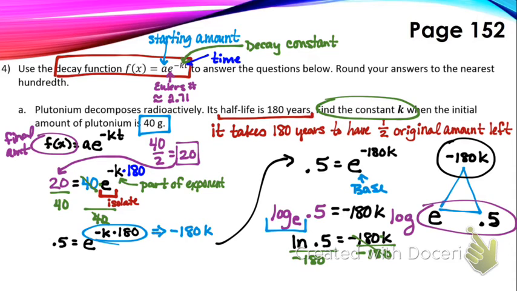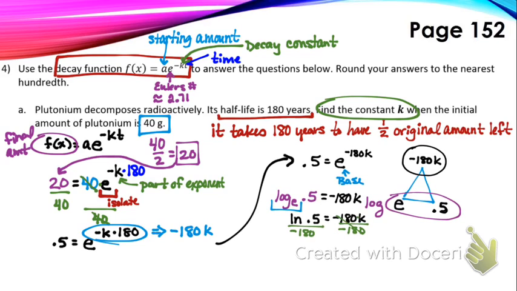And now I need to grab my calculators. We've got the ln button on there. You need to do ln of 0.5. These calculators are automatically going to open up parentheses when you push the ln button. You need to close them before you divide. If you don't close them first, it thinks you want to divide by negative 180 as part of your argument, and it won't give you the right answer. K is about 0.0038.